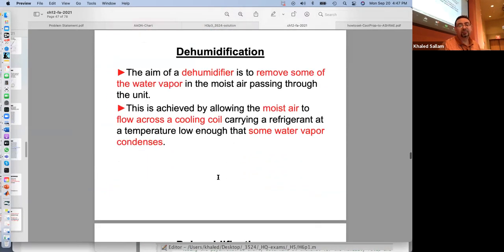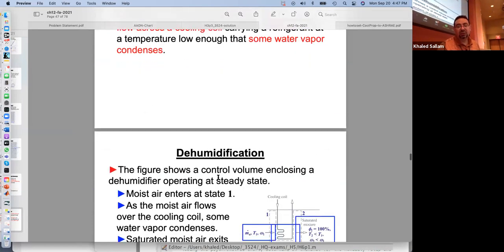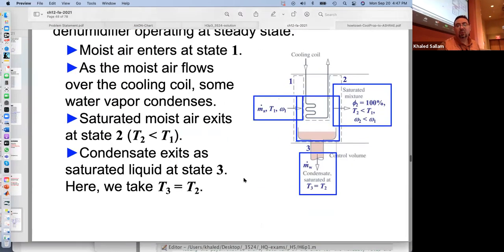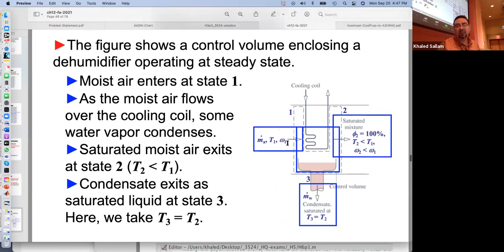All right, so the dehumidification is where you have air coming with W1 and phi1, and you wish that when it comes out here, you will have less water. Okay. So how do you do this? By cooling it. This is a cooling coil. What's a cooling coil? Very cold refrigerant.